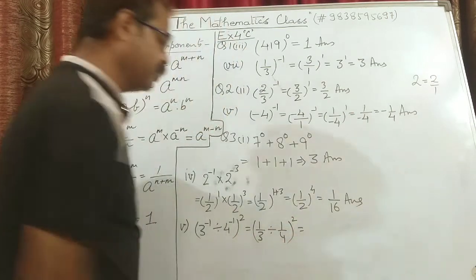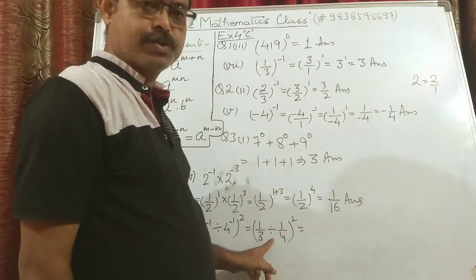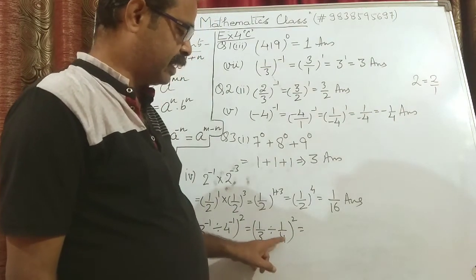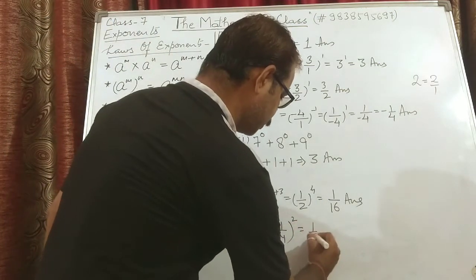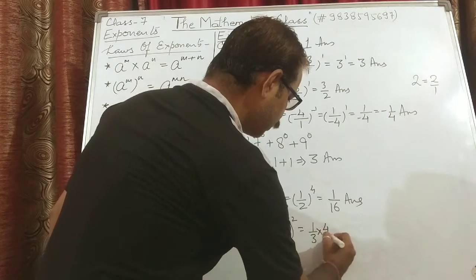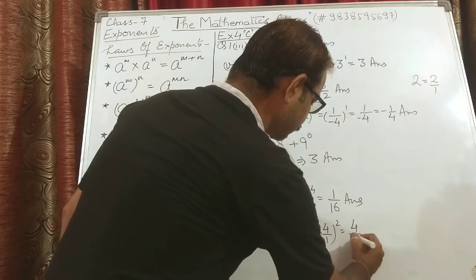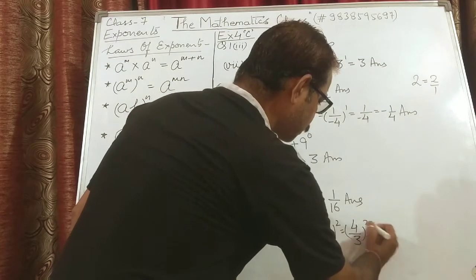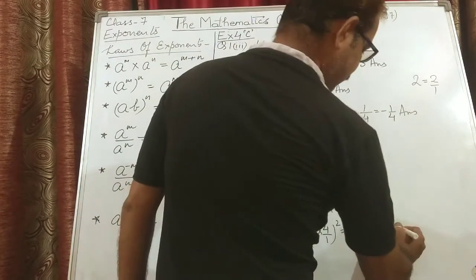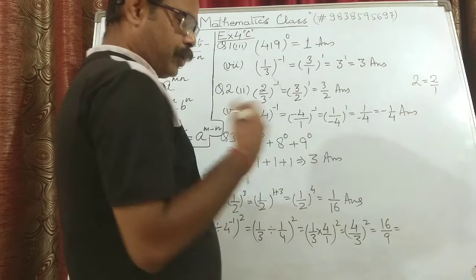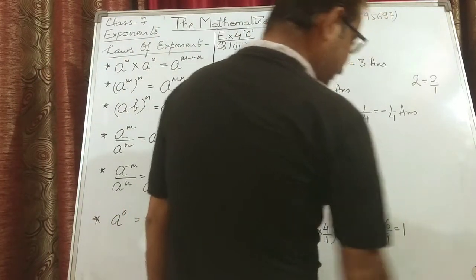Now we know that when fractions are divided by fractions, this division sign converts to the multiplication sign, and the next fraction is inverted, so it can be written as 1 upon 3 into 4 upon 1 whole power 2. Now 4 into 1 is 4, 3 into 1 is 3 to the power 2, 4 square is 16, 3 square is 9. If you want, you can leave the answer over here, or you convert it into a mixed fraction. So 9 ones are 9 and 7.